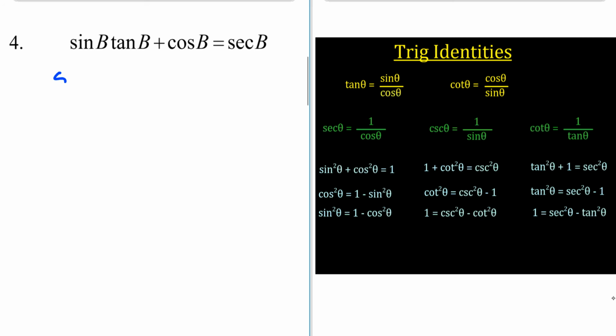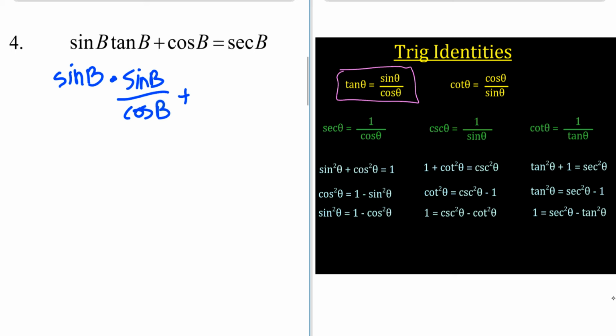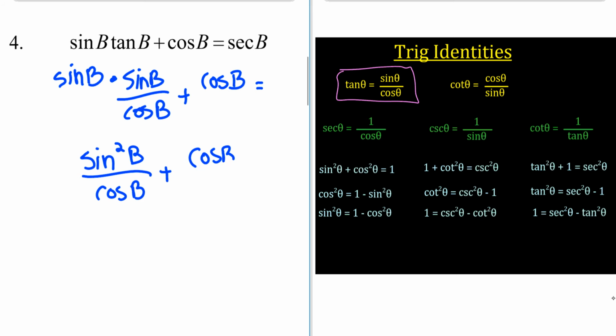So let's do that. This is sine b times tangent, which is sine theta over cosine theta. So this would be, in this case, sine b over cosine b plus cosine b. And we want to prove that that eventually will give us secant of b. All right, this first stuff multiplied together, sine times sine is sine squared. So we've got sine squared b over cosine b plus cosine b.